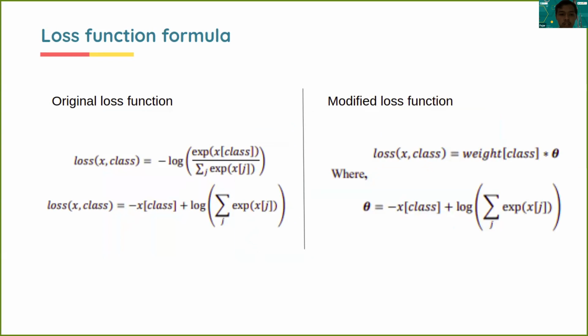To understand this more deeply, let's see the formula. The original loss function is on the left side, and the modified loss function is on the right side. Simply, we multiply the loss function with the weight that we input to the model, to give more penalties to the false classification in the minority classes.